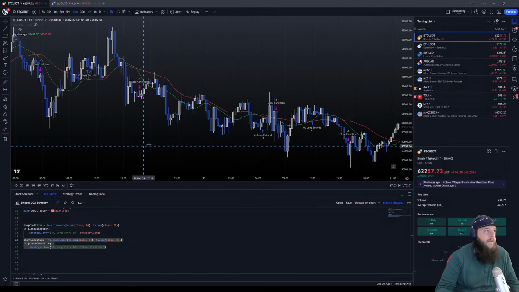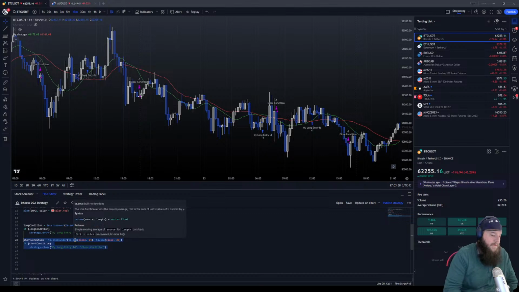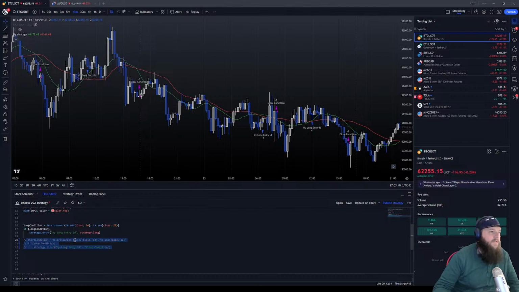So I'm going to get rid of the closing part of the strategy right now, and I just want to highlight every time a long condition happens, just so I can see it a little easier. And this will help us figure out, every time this condition happens, we want to do something. So I'm going to go BG color.